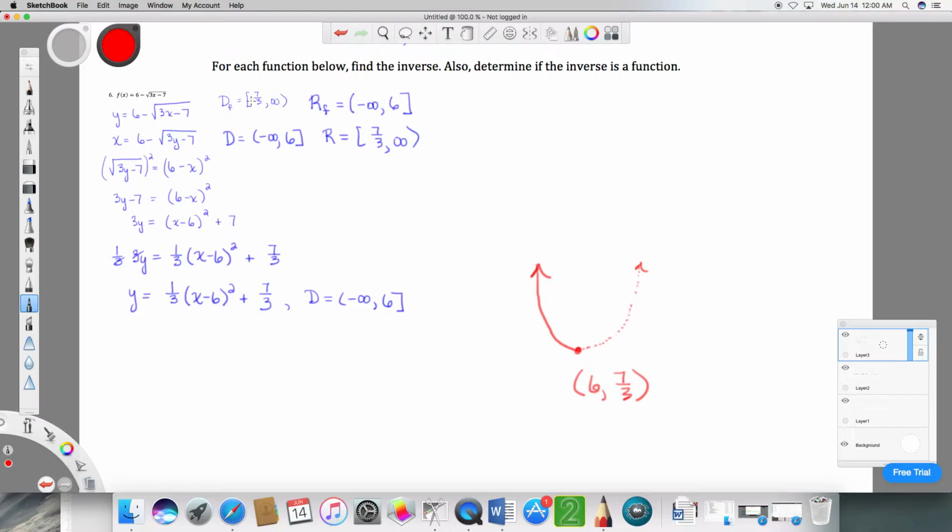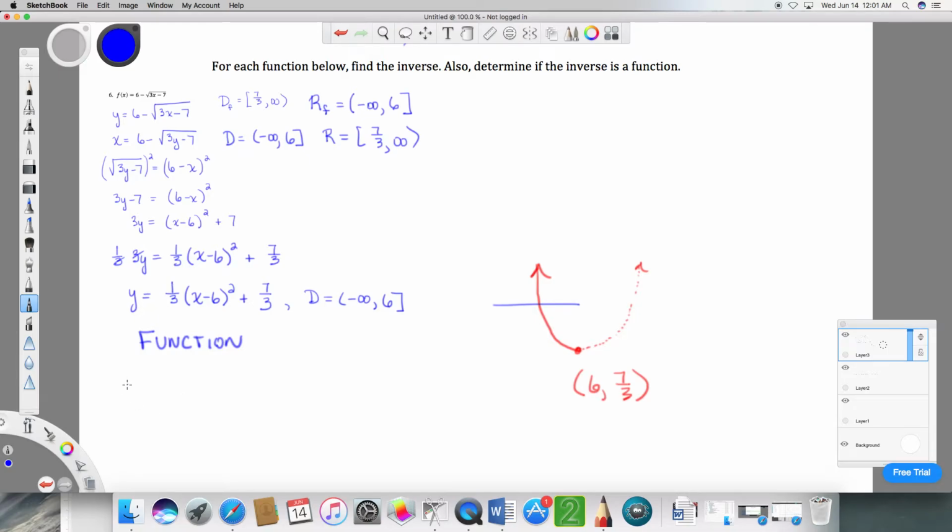We did that because the technique required it. The technique said switch x and y, which means switch the domain and range. So this range that was negative infinity to 6 became the domain, which cut this parabola in half. But that's a good thing as far as functions go, because now this graph does pass a horizontal line test. And so this is a function. We had to restrict the domain to make it a function.